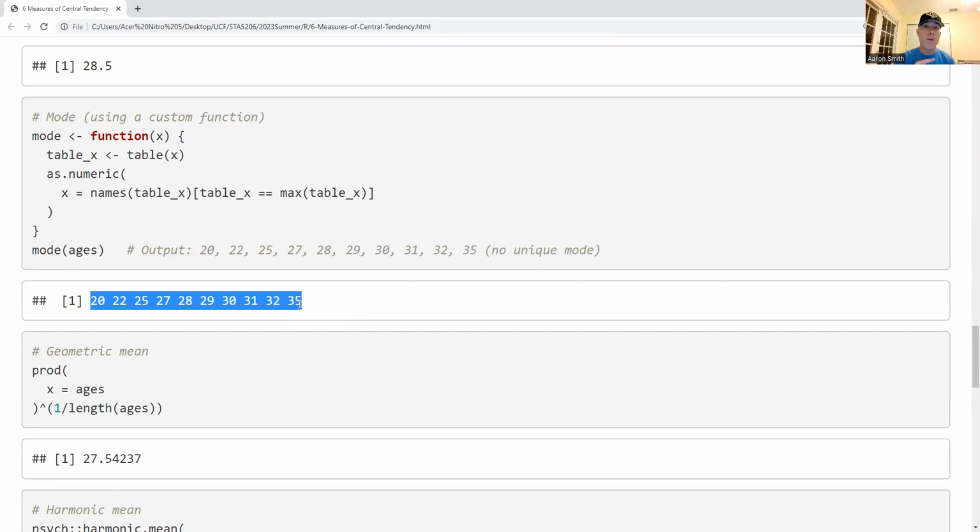So here, every single data point has a frequency of 1. Maximum frequency is 1. Every single data point is a mode. So this is another disadvantage of the mode, is that it's not unique.